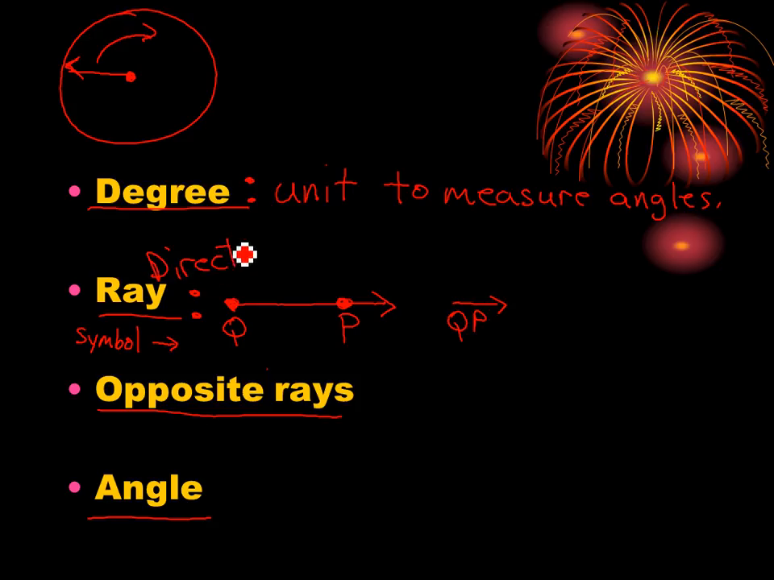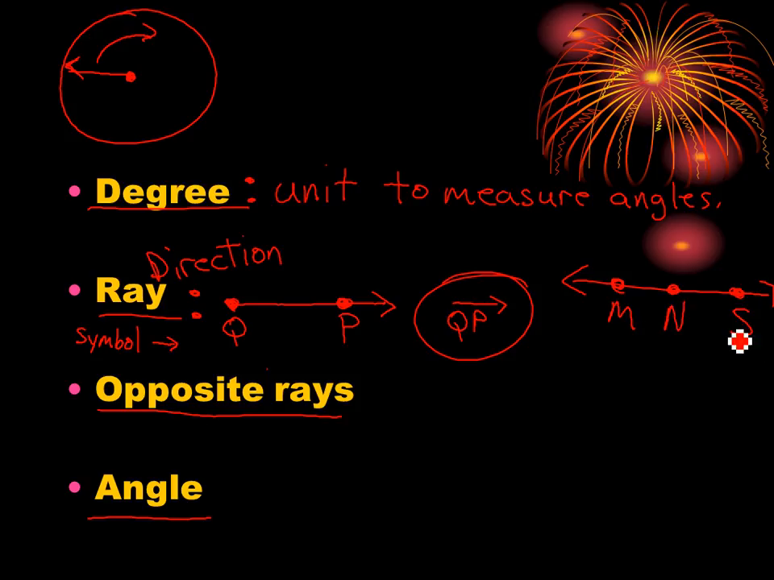A ray has a direction. A line goes in both directions forever and ever. A segment ends in a certain spot. Well, a ray goes in one direction forever. And when you name it, you show which direction it's going in. So how would I name, let's just do something like this, let's make a line here. Name me a ray in that picture.